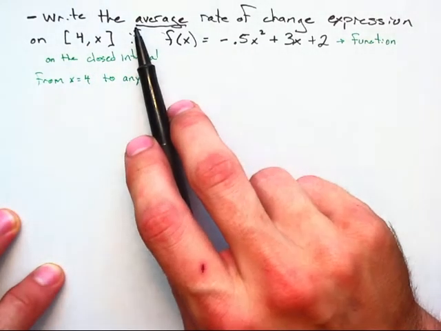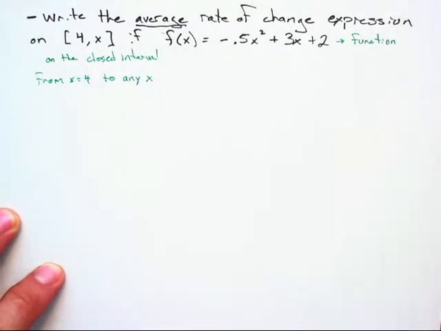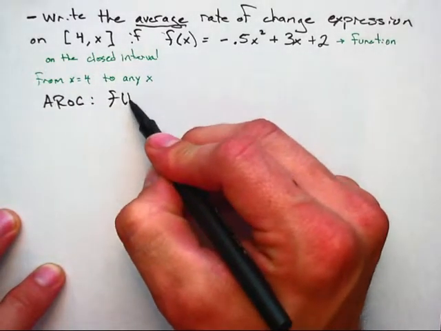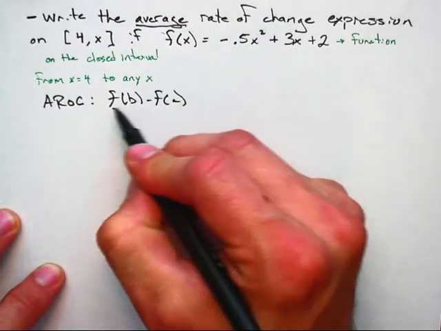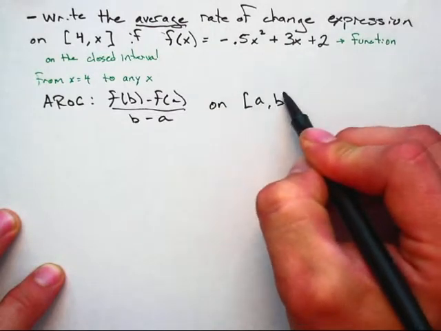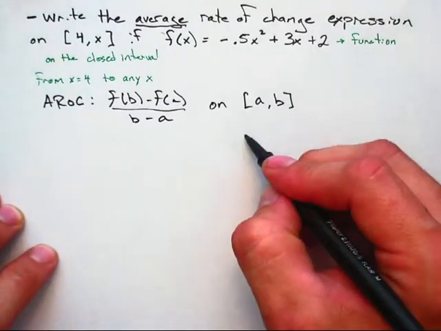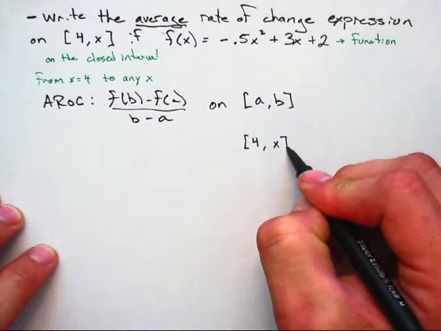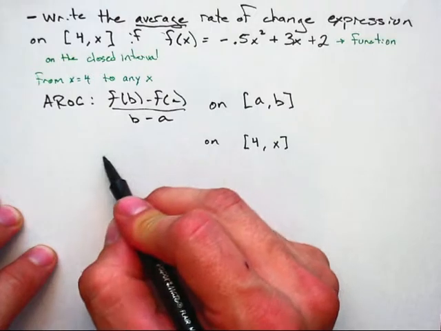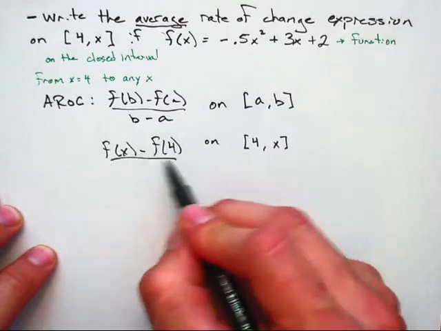Remember that average rate of change is AROC. So change in y over change in x, old school slope. If we recall, AROC is going to be f of b minus f of a all over b minus a, and that's if you're on the closed interval a to b. That's just the general notation for any average rate of change. And so if we want our interval to be from 4 to x, as we are asked, then our expression instead would be f of x minus f of 4 all over x minus 4.